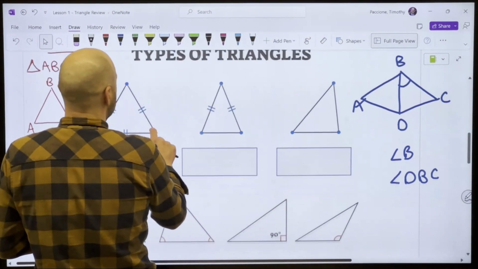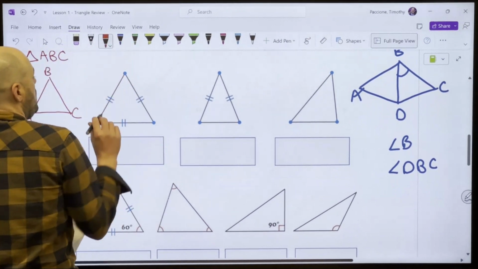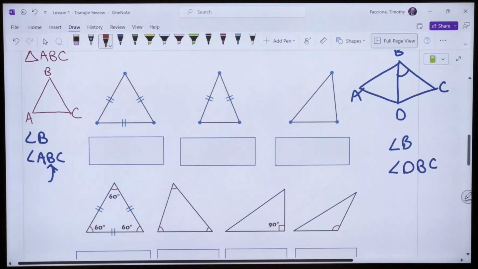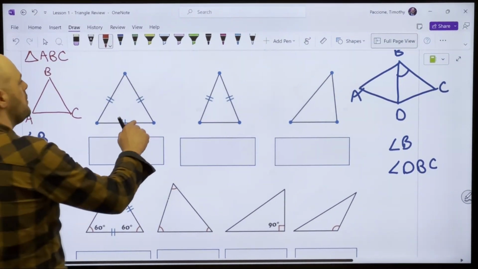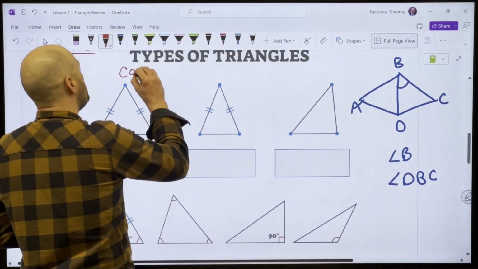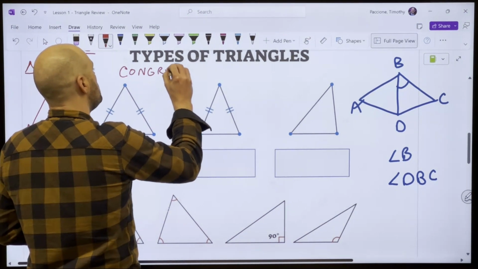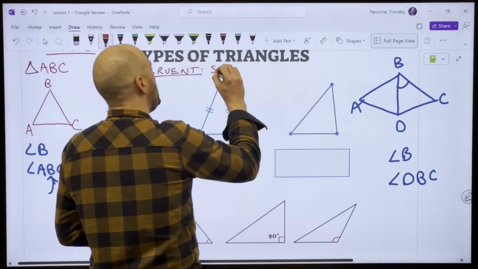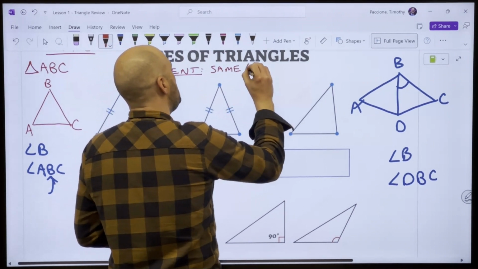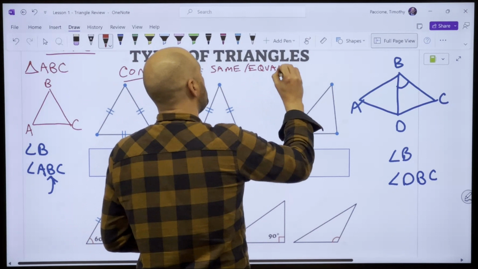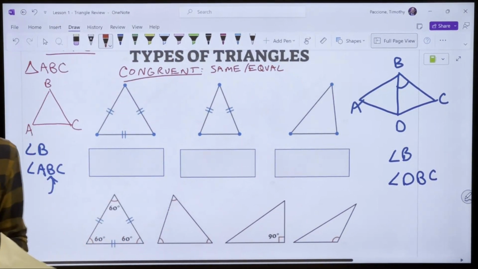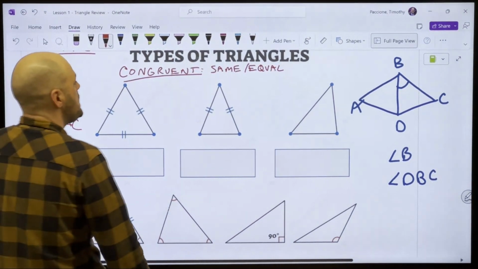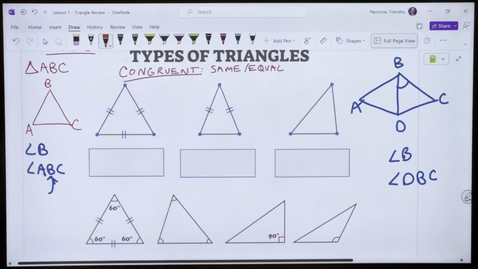All right, let's talk about the types. What do these little dashes mean? Congruency marks. So let's talk about congruency. Congruent means same. Same or equal if it's an amount, but it could just mean same size, same shape. It means a lot of things in geometry. If you have the same number of dashes, somebody who made the diagram is telling you that those are congruent, right?